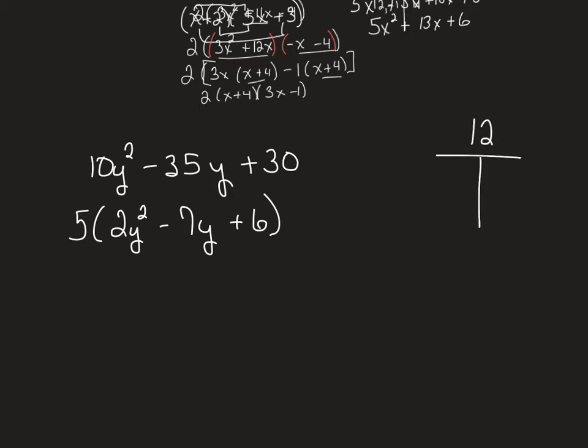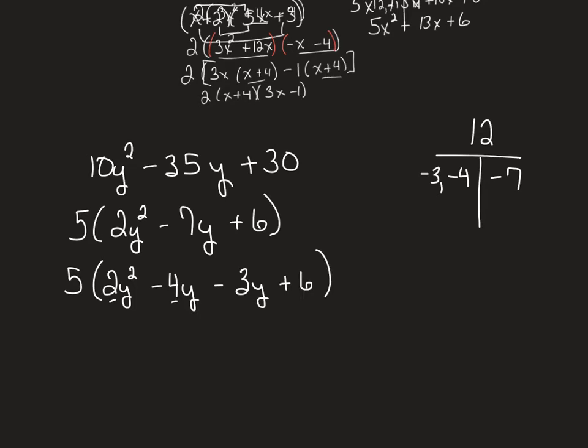And I need factors of 12, both being negative, that when I add them together would give me a negative 7. Well, we know that 2 and 6 gives me 8. 3 and 4, a negative 3 and a negative 4, do give me negative 7. So don't forget to put your 5. The first term stays the same. And I'm going to put the minus 4y first because there's a common factor here. Minus 3y plus 6. All right? Negative 4 minus 3 gives me negative 7.